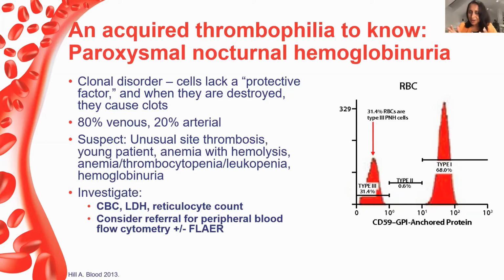And why do we care about PNH? Well, it's because when we find a clot, we don't just treat with anticoagulation. We also use the monoclonal antibody eculizumab, and that actually reduces the risk of thrombosis by 82%. So it does change management. Next slide, please.